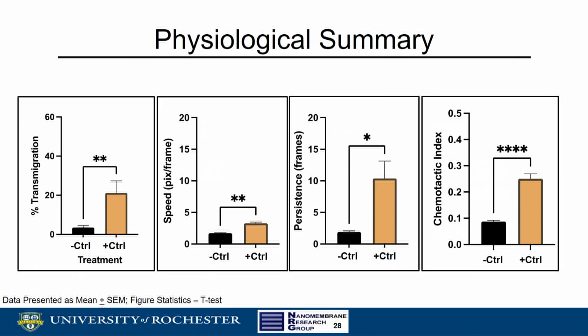So ultimately, as a summary, our model is able to take neutrophil experiments and provide numerous statistics. Here we see that stimulated neutrophils, when compared to non-stimulated ones, engage in more transmigration. They're faster, they're more persistent, and then they have a higher chemotactic index as a result. And these are all values that correlate with literature and were all derived from our model.